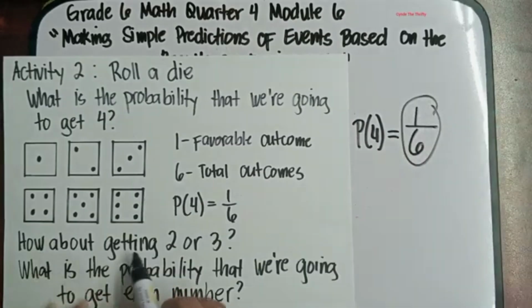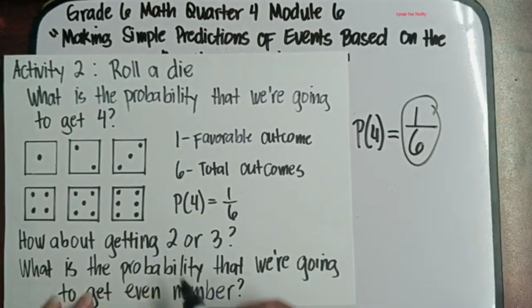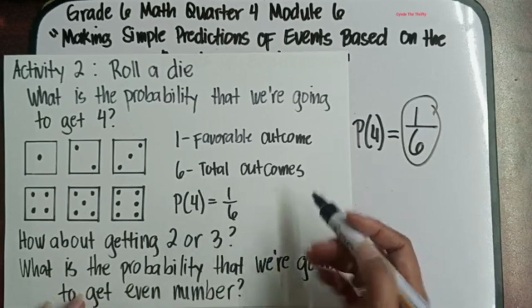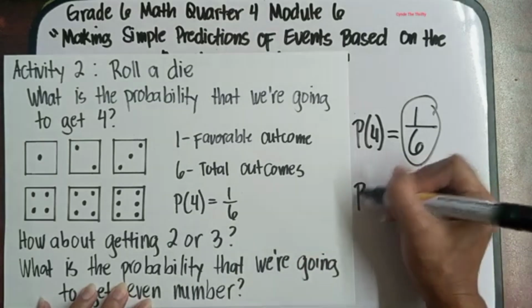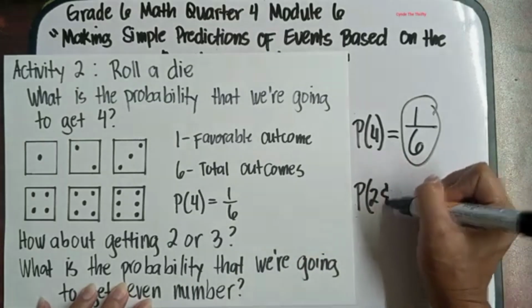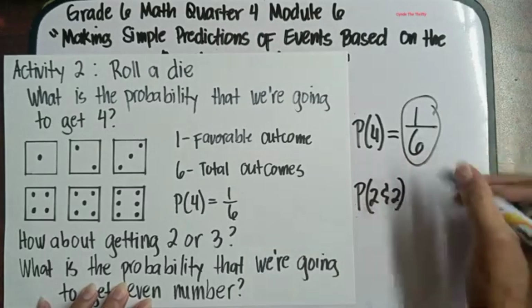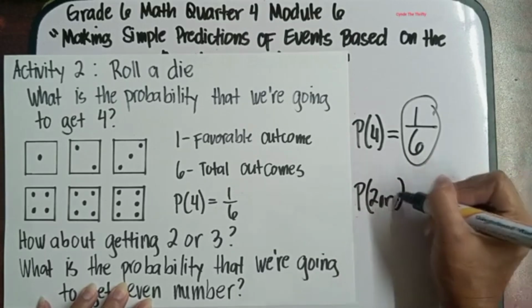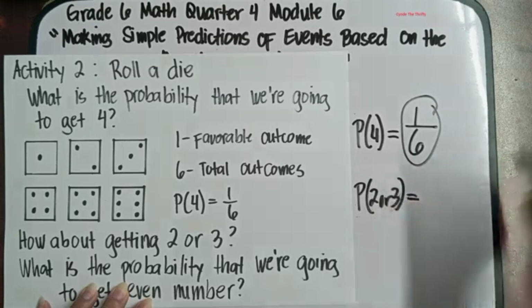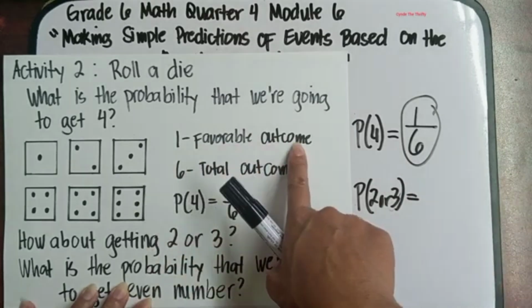How about getting 2 or 3? So, ano naman yung probability kung 2 or 3 yung makukuha natin? So, ngayon is isolve again natin siya. So, P or probability 2 or 3.